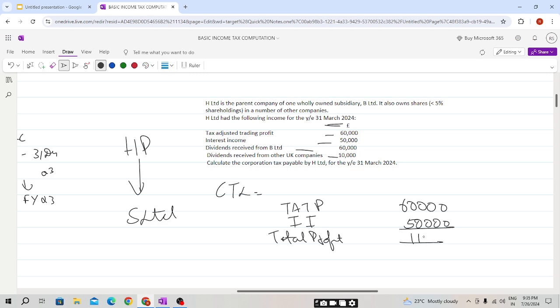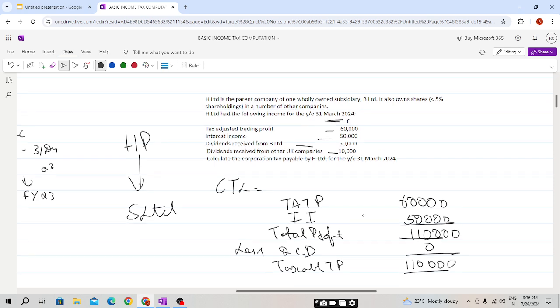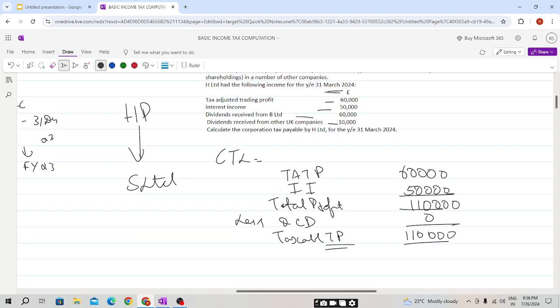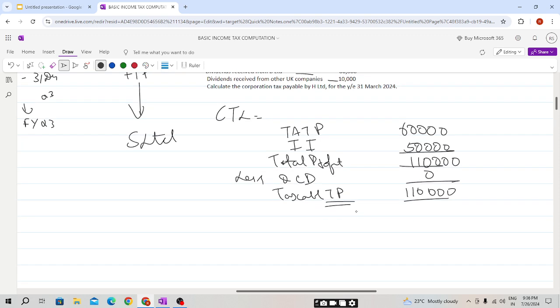Less QCD. Nothing is mentioned about QCD, so 0. It will be taxable total profit. So, students, taxable total profit is same as our total profit. This is clear. Now students, corporation tax liability is calculated on the taxable total profit. Then the corporation tax rate will be determined using the augmented profit, students. Please keep this clear in mind.